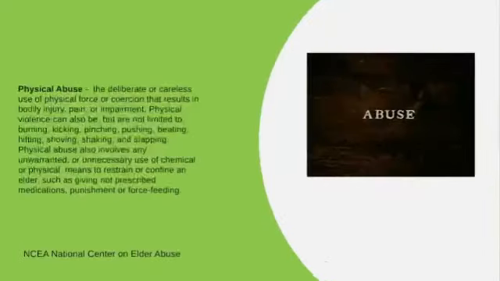Four types of abuse: physical abuse, the deliberate or careless use of physical force or coercion that results in bodily injury, pain, or impairment. Physical violence can also be burning, kicking, pinching, pushing, beating, hitting, shoving, shaking, and slapping. Physical abuse also involves any unwarranted or unnecessary use of chemical or physical means to restrain or confine an elder, such as giving not prescribed medications, punishment, or force feeding.